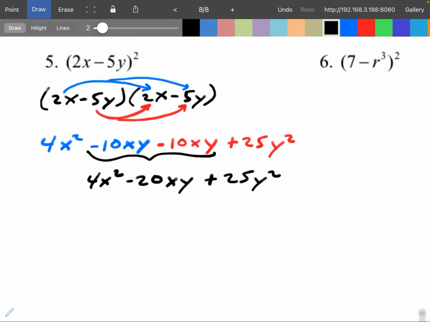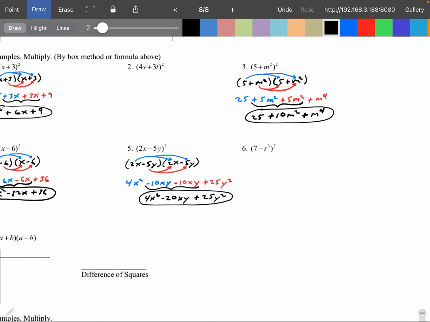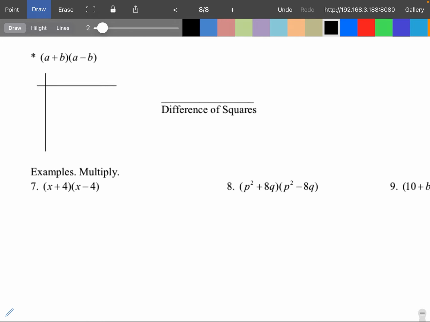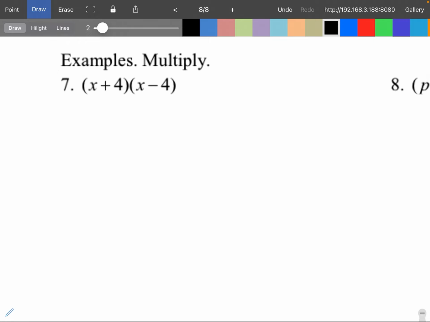Then bring down the 4x squared out in front. And there you go, that's that one. All right, so I think that'll take care of those two types. That's the square of a sum and the square of a difference. Let's look at the last three.